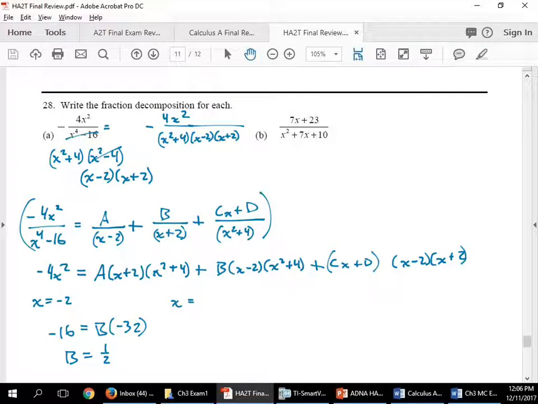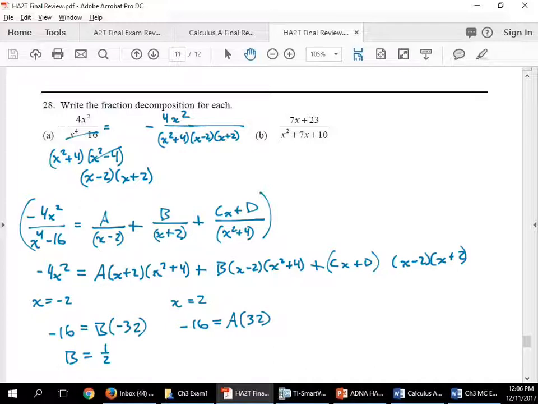2. X equals 2. Yeah. Okay, so let's choose 2. That would be negative 16 still first. And then what about this guy? What happens to that one? If I plug in 2, what do I get? I get 32 again? Or negative 32? Nope. Positive 32. So I get A times positive 32.